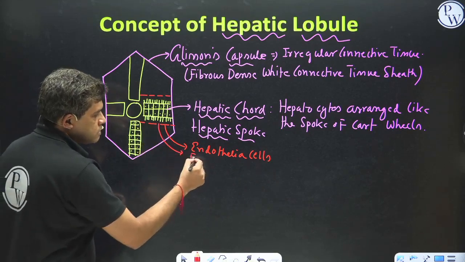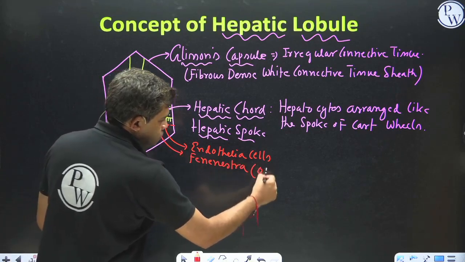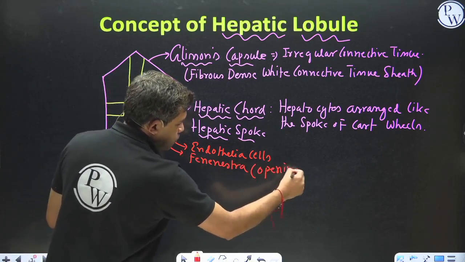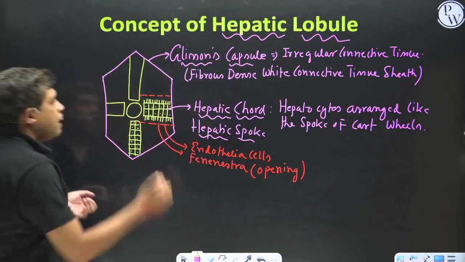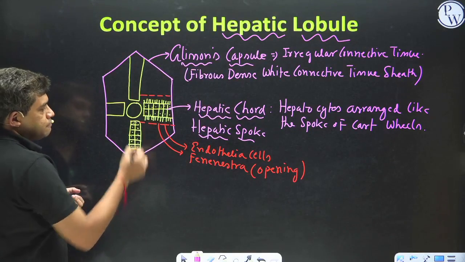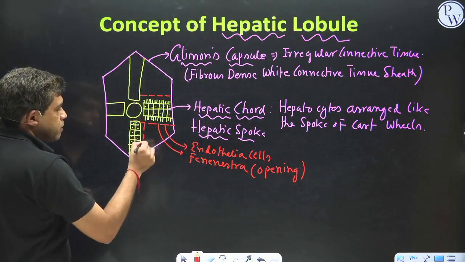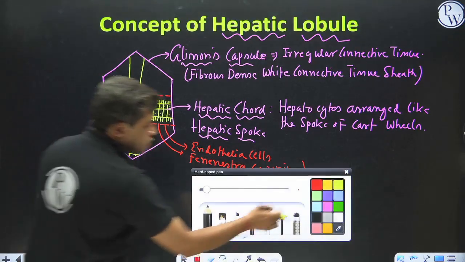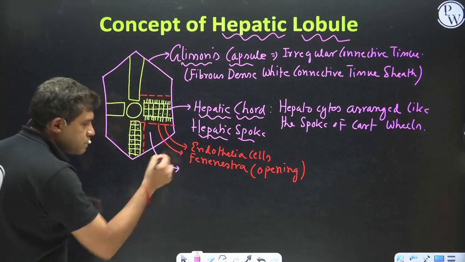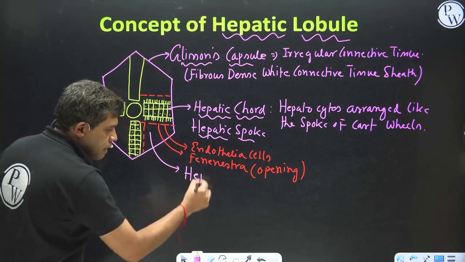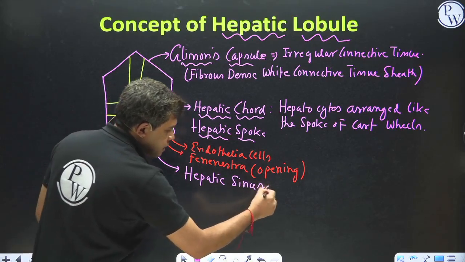So these cells have some kind of fenestra, F-E-N-E-S-T-R-A. Fenestra means opening. These are miniature openings found over here. And you can see this area is called the hepatic sinusoids, which I will teach you later, so you'll be able to understand what the hepatic sinusoids are. So this area is termed the hepatic sinusoids.